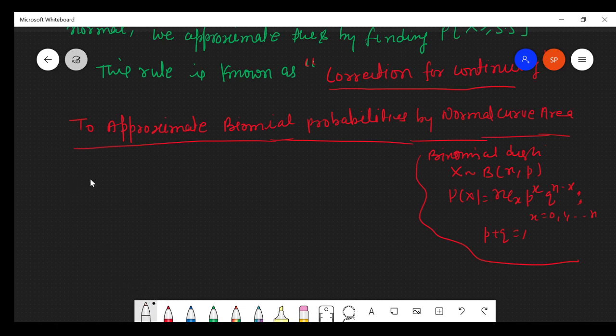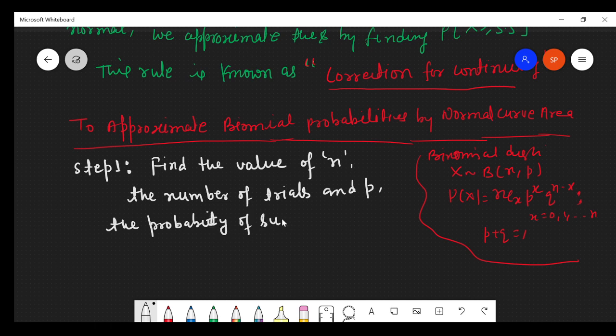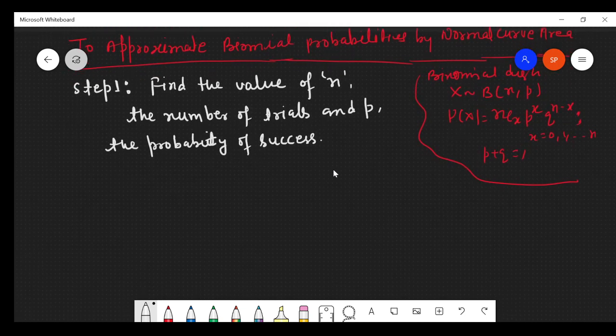But where n is large, the approximation theory is applied using the normal curve. Step number 1: find the value of n, which is the number of trials, and p, the probability of success. First, identify these in a binomial distribution.